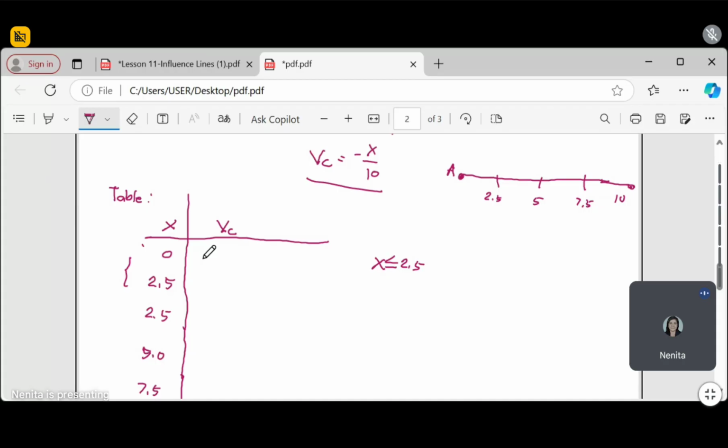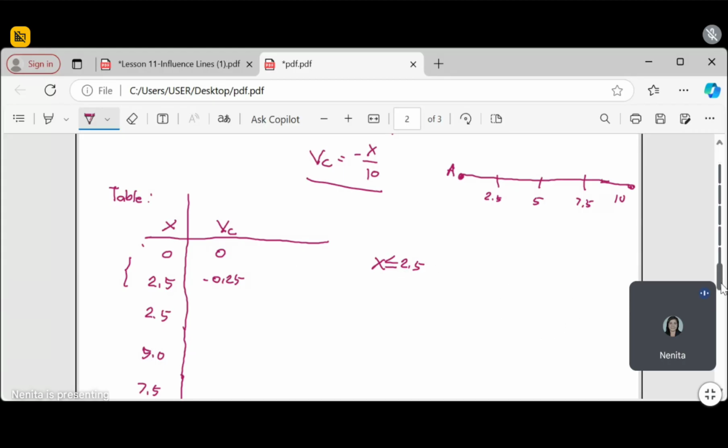So therefore, we have a 0 here. And when x is 2.5, what is 2.5 over 10, class? Negative 0.25. Is it correct? No. 2.5 over 10 is negative 0.25. Correct.